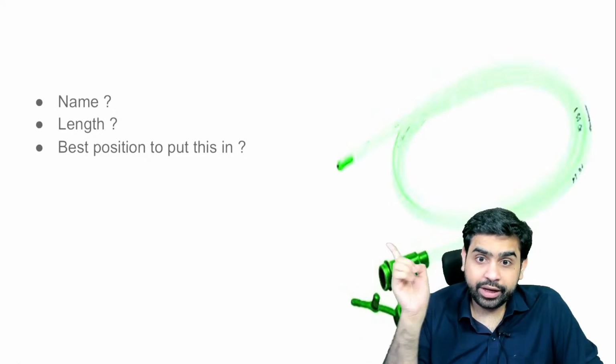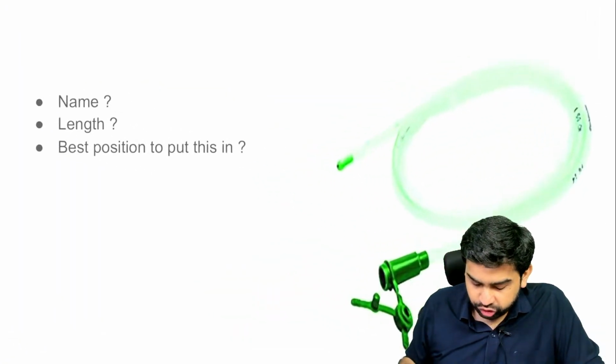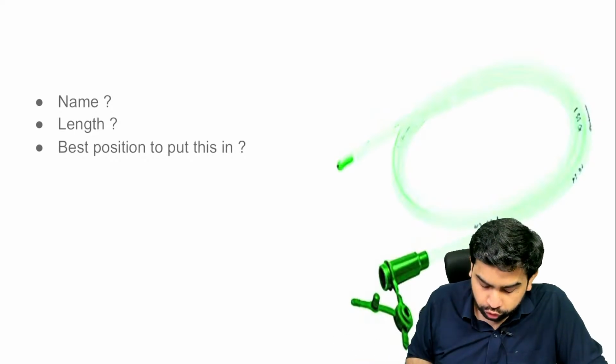Now, what is this? This is your nasogastric tube. Ryle's tube, nasogastric tube, whatever you want to call it. What about the length?